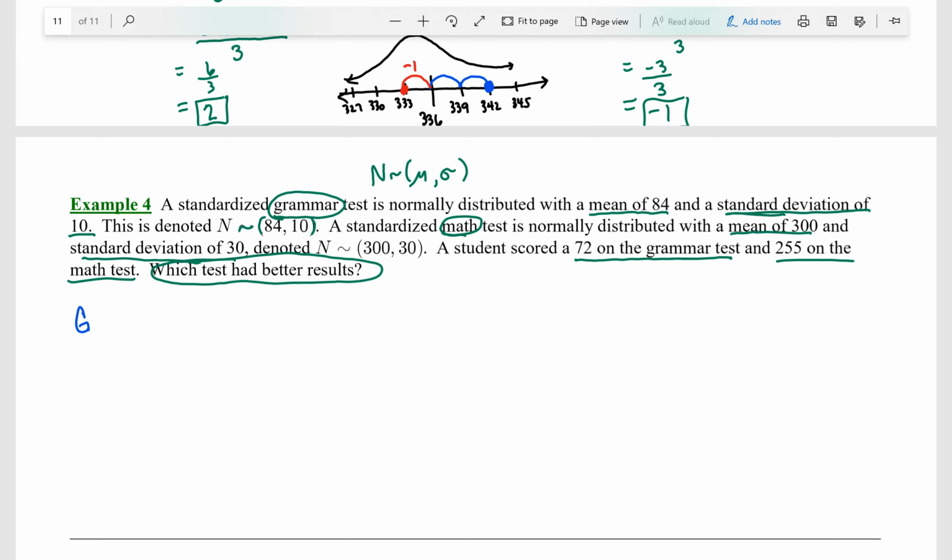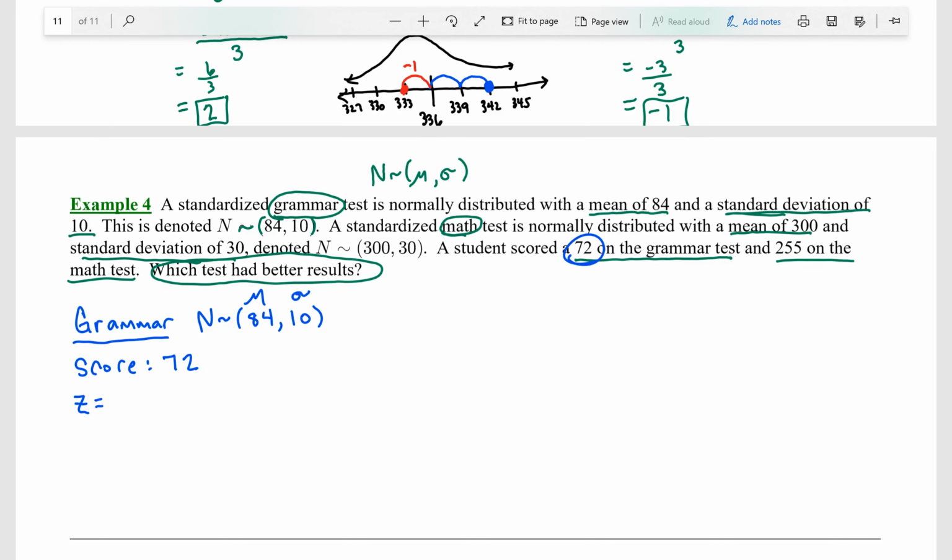So let's begin with the grammar test. First of all, we're going to recognize that the grammar test is normally distributed with a mean of 84 and a standard deviation of 10. Again, the mean mu comes first and the standard deviation sigma comes second. So this particular student made a 72 on the grammar test. We want to know, where does that score stand relative to the distribution, relative to the other students that took the test, and in particular relative to the mean. So we need to find the z-score for this test.